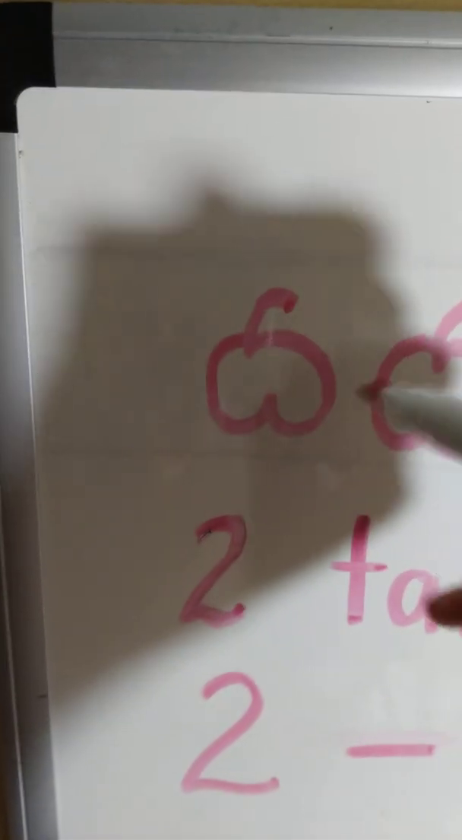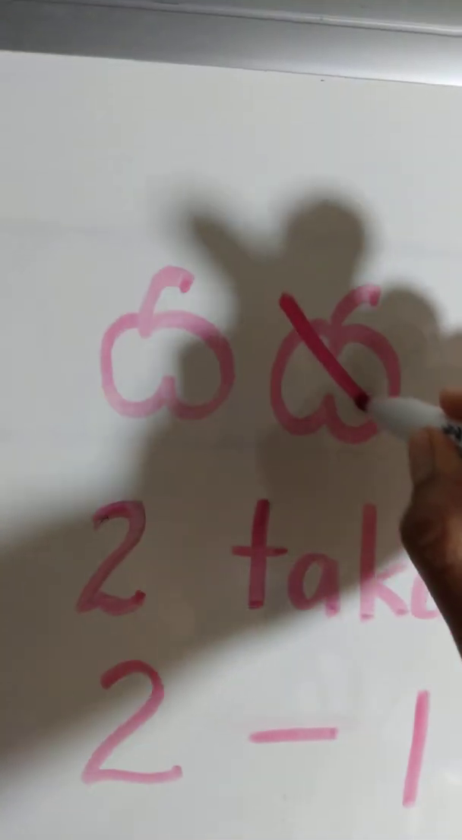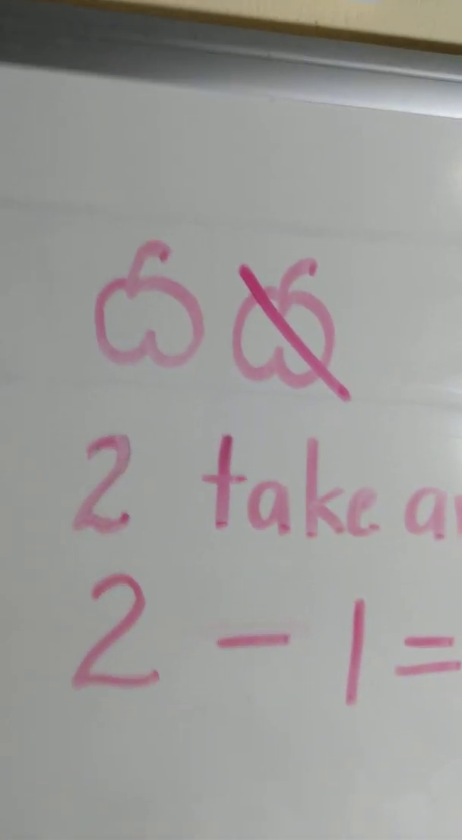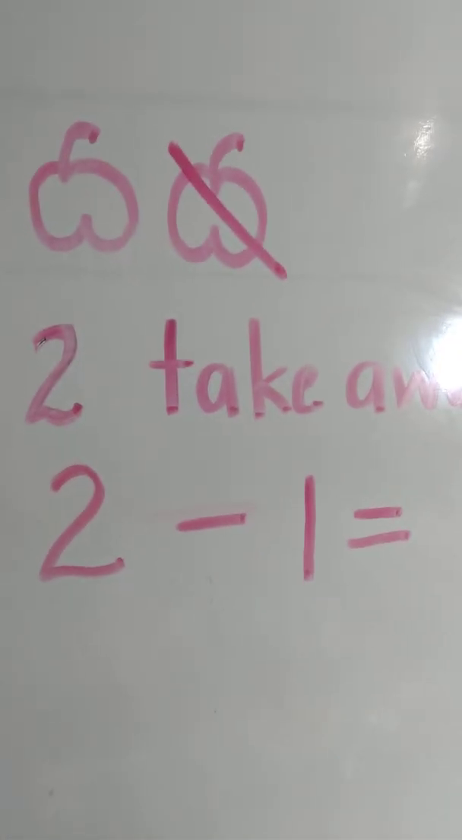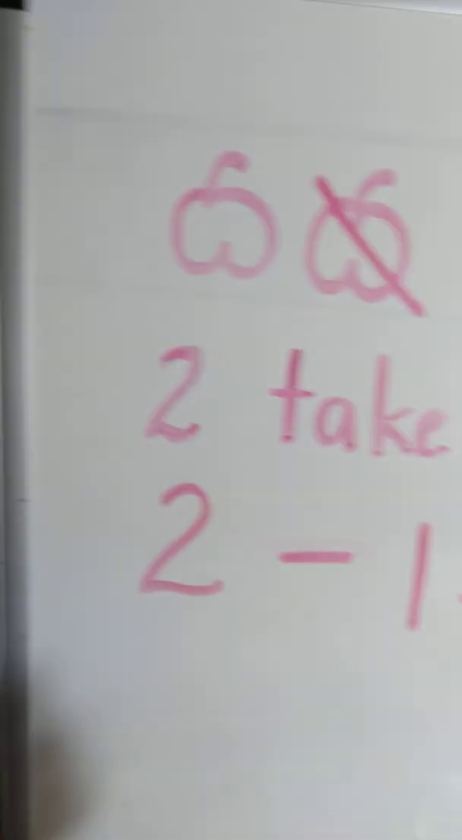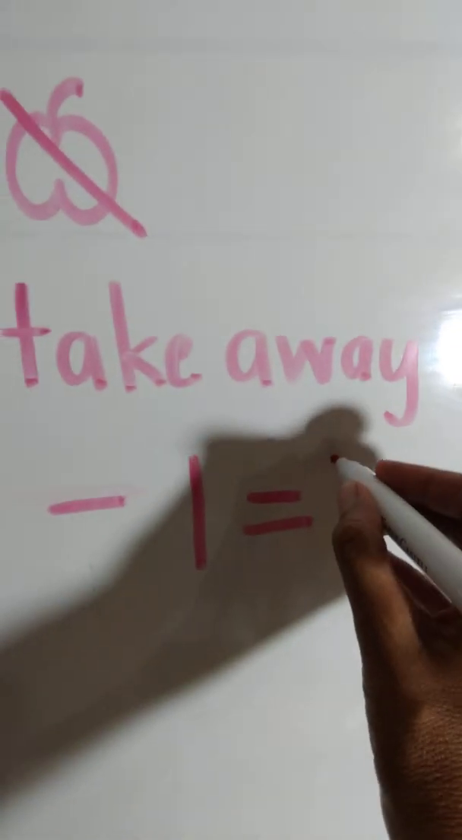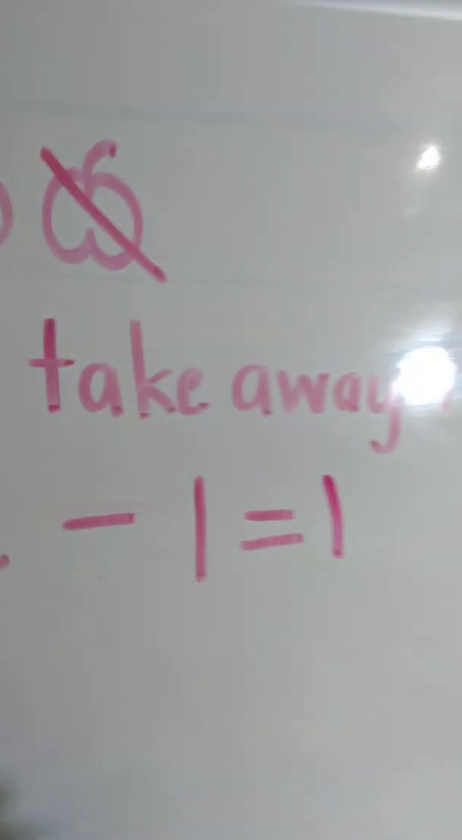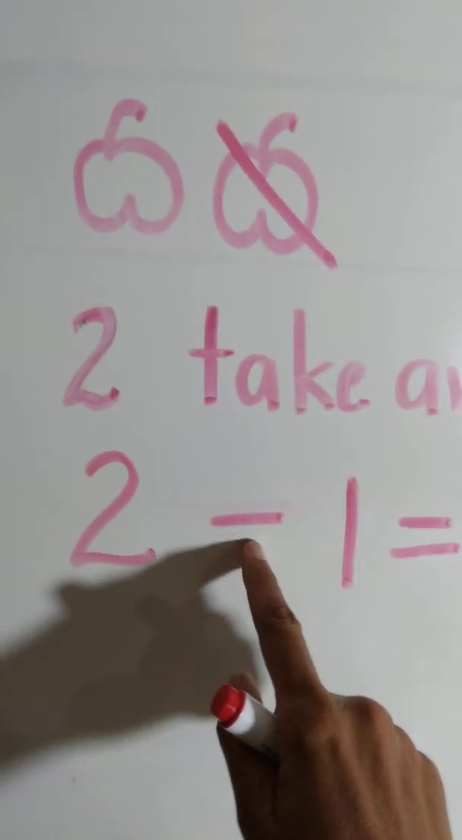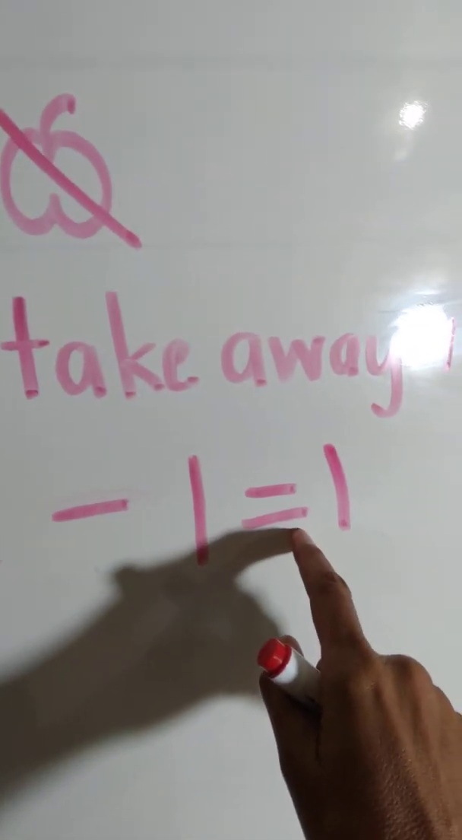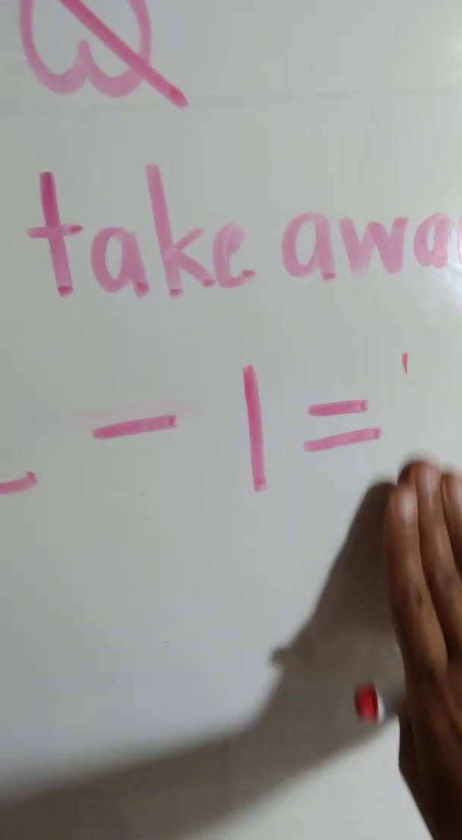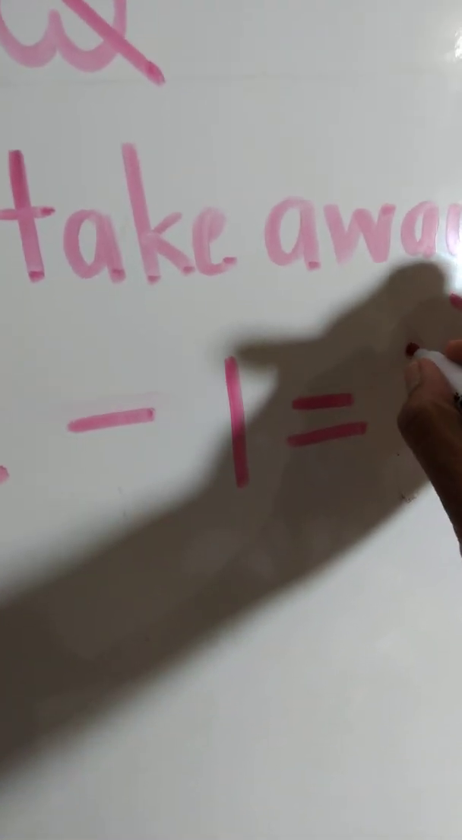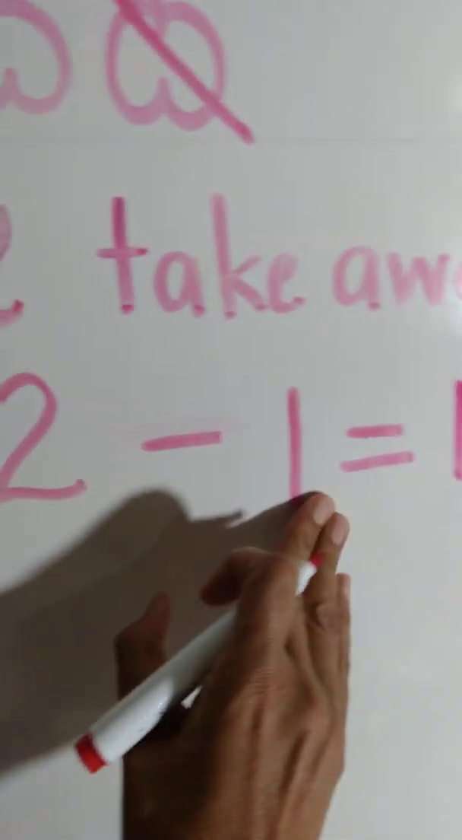So I have 2, and if I cross out 1, get rid of 1, take it away, how many do I have remaining? Yes, 1 more, right? So that is the 1 there. 2 take away 1 leaves 1, or 2 take away 1 makes 1, right?